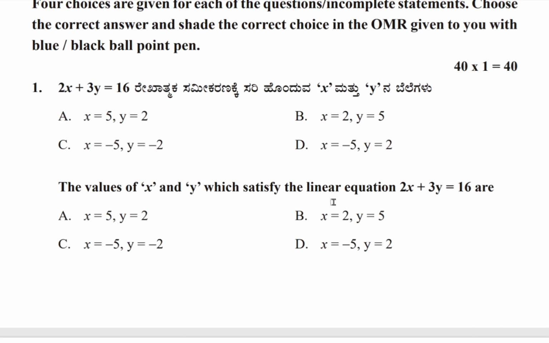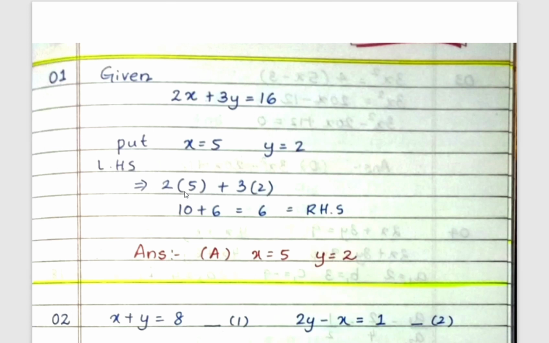First question, the values of x and y which satisfies the linear equation 2x plus 3y equals 16. This should be solved by trial and error method. Try to substitute the values of x and y and find out for which values it satisfies the equation. The given equation is 2x plus 3y equals 16.